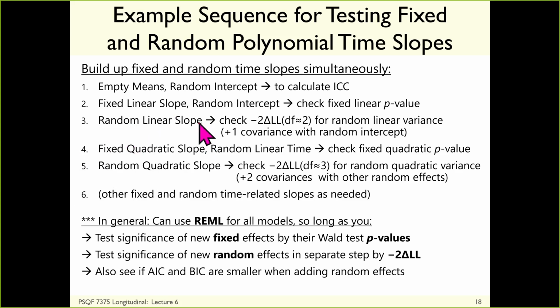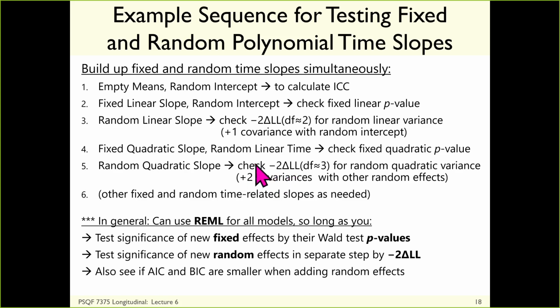If we then add a random linear time slope, meaning we keep the fixed time slope and we add random, then we do a likelihood ratio test because we would have added a random slope variance and its covariance with the intercept. We could then examine the fixed quadratic slope, check its p-value for whether it's significant as a fixed effect, and then you could do random quadratic. And that would be a likelihood ratio test to see if you need that new slope variance plus the 2 covariances that came with it. And you could keep going in order.